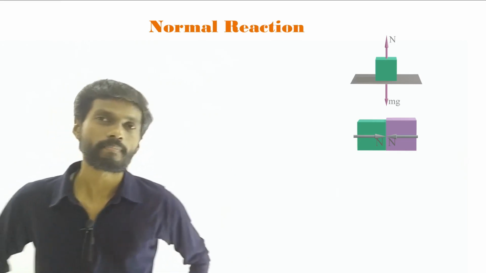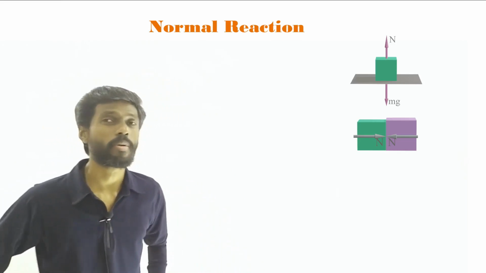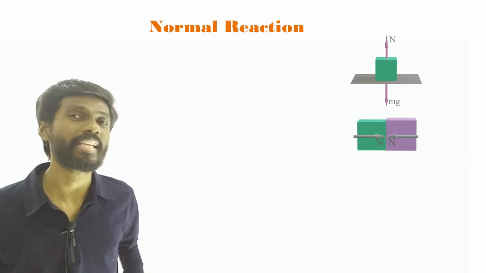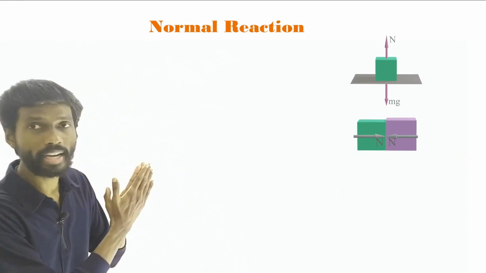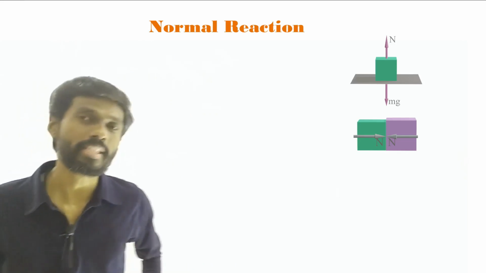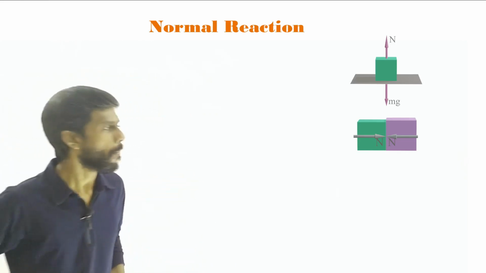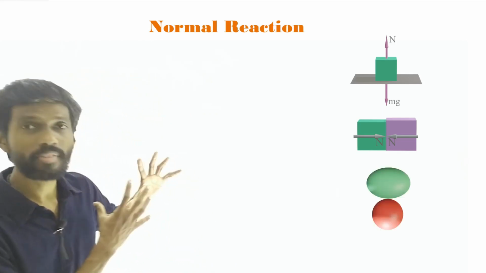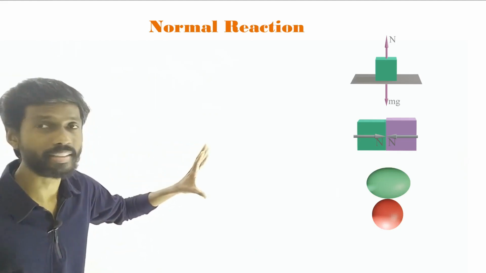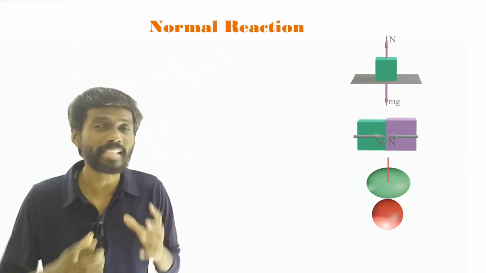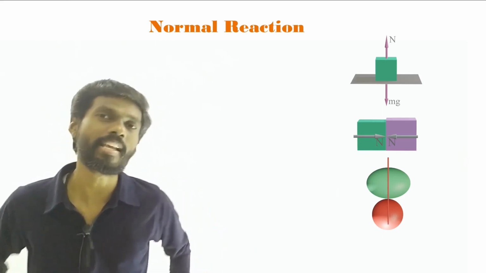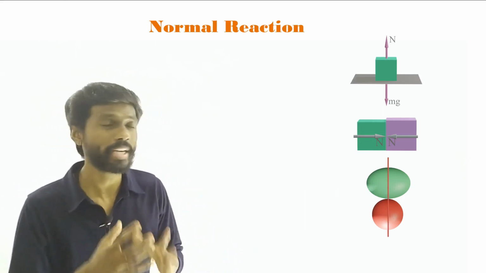The second point is the direction of the normal reaction. This normal reaction is perpendicular to the surfaces in contact. When two surfaces come in contact, this normal reaction force is perpendicular to the surfaces. But when there is only one point of contact, then at that point you can draw a normal to the surface. What is normal? That is a perpendicular line. In the mathematical sense, the normal line is a line perpendicular to the surface.